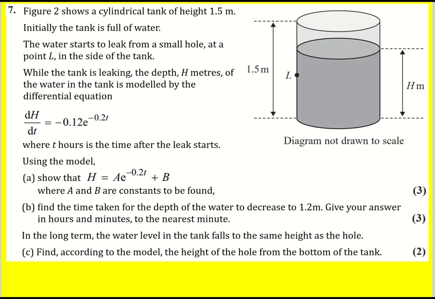Figure 2 shows a cylindrical tank of height 1.5 meters, and initially the tank is full of water. Just going to write that down mathematically. So that means when t is equal to 0, capital H, that's defined a little bit later on, is equal to 1.5. And the water starts to leak from a small hole at point L in the side of the tank.